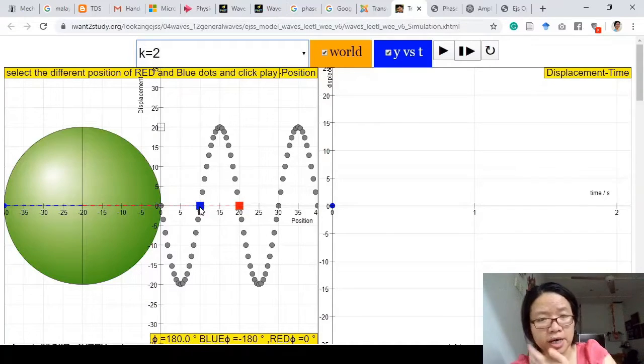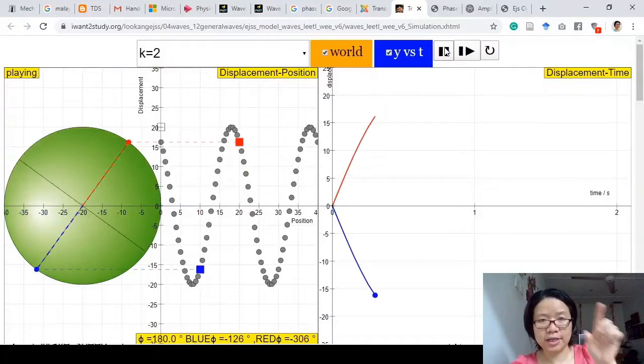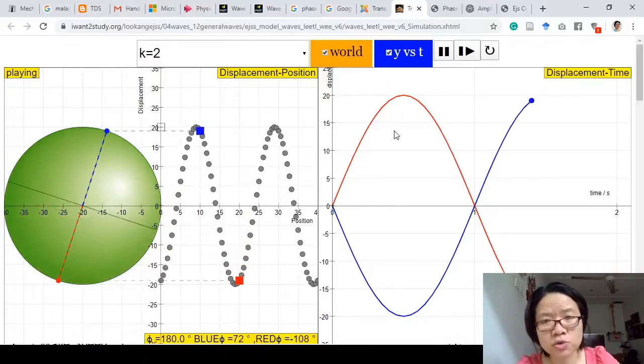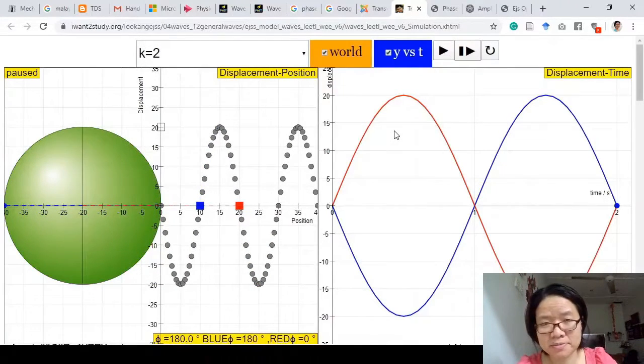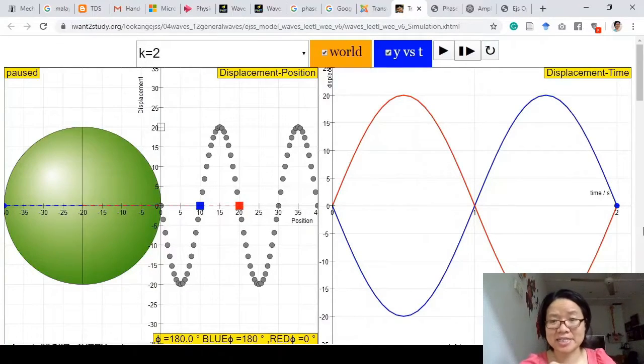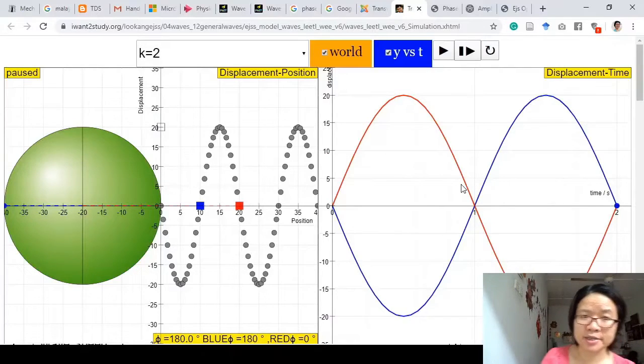Actually, this interface is a bit hard to use. You need to click on the dot and then you click on where you want to be. And there we go. These two are moving out of phase because they're moving in totally opposite directions. You can see, right? Because the angle is 180 degrees. Angle or the distance between the blue and the red dot.